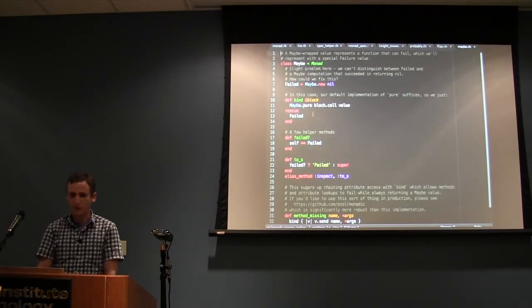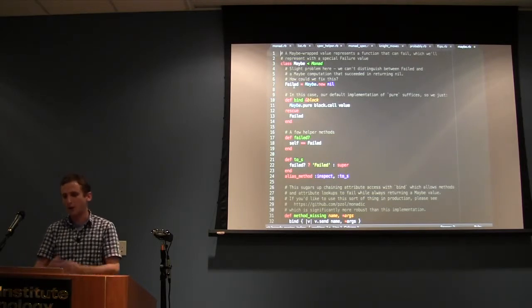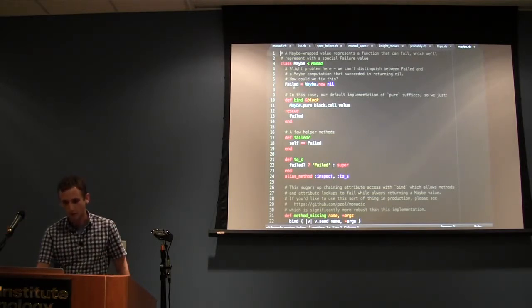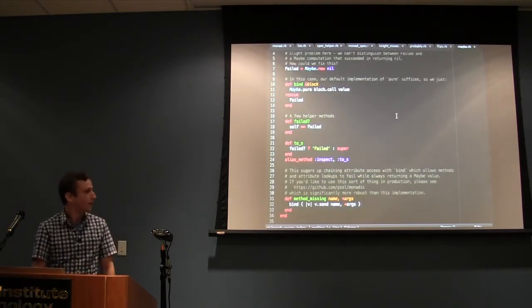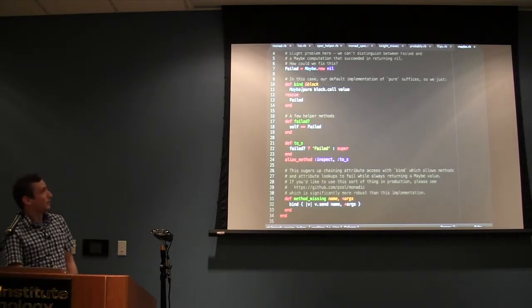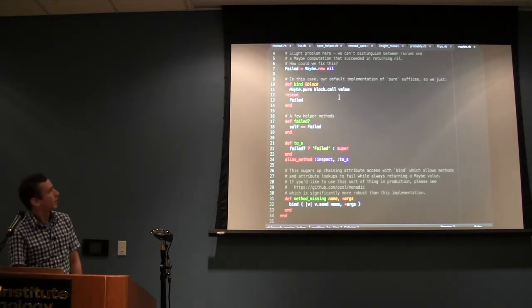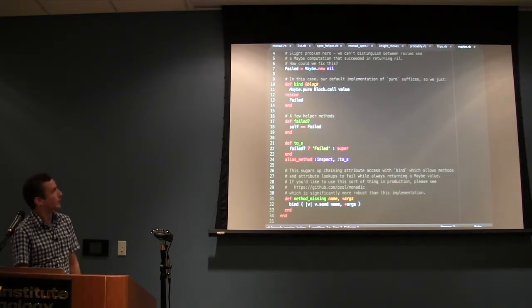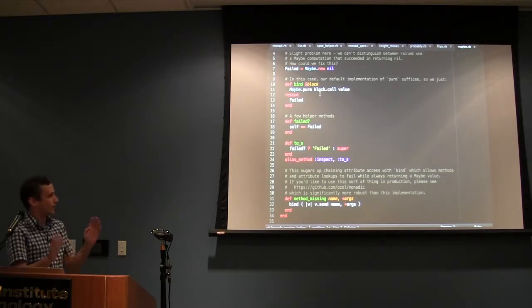So I'm going to define this special value that just represents, I don't have an answer, it's just failed. So that's failed. And then my bind function is dead simple. I have a value, I want to pass it through a function, well, just call the function on it. If that returns something, great, I'm done, I have a maybe. If not, then whatever else happened, I don't care, I'm just going to return this value that represents, hey, something went wrong.